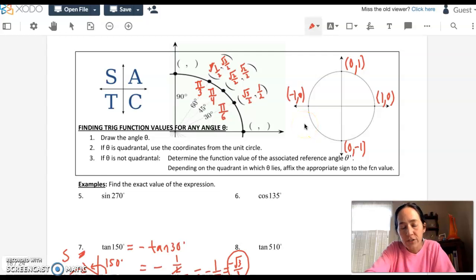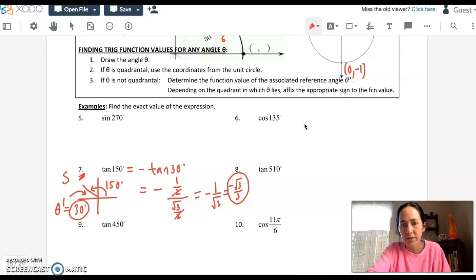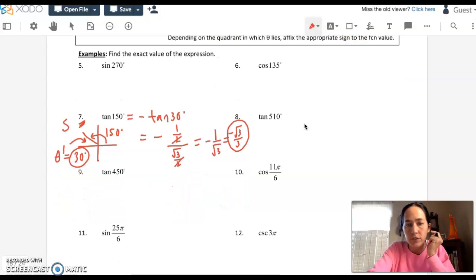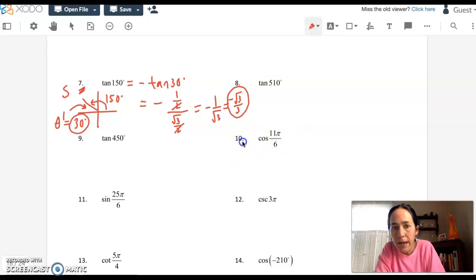Hey, welcome back. I just wanted to try a few more of these with you to guide you as you're practicing finding these exact values of trig functions using the unit circle. It's nice to have the unit circle in my back pocket, especially quadrant one. If I look at a question like number 10, what's the cosine of 11 pi over 6?